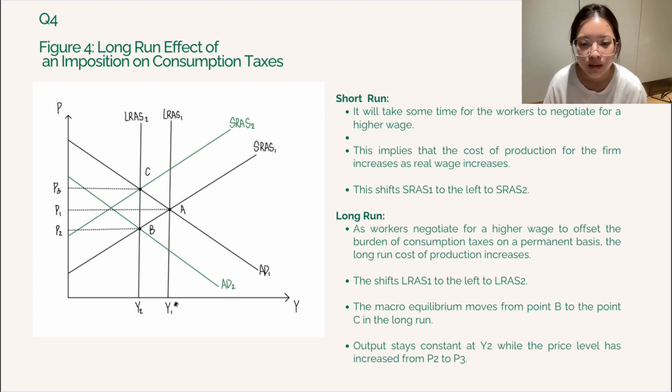On the other hand, in the long run, as workers negotiate for a higher wage to offset the burden of consumption tax on a permanent basis, the long-run cost of production increases. This shifts LRAS1 to the left to LRAS2. The macro equilibrium moves from point B to point C in the long run. The output stays constant at Y2, while the price level has increased from P2 to P3.